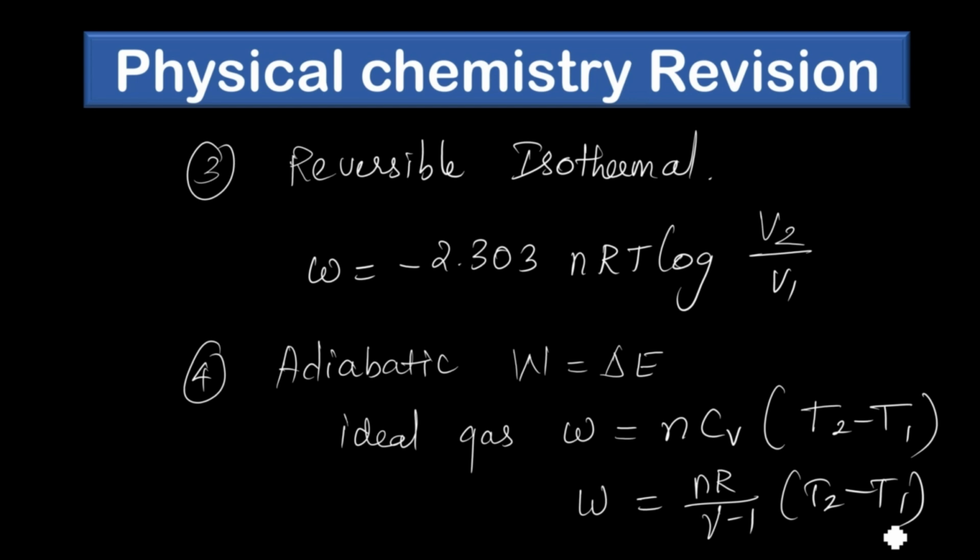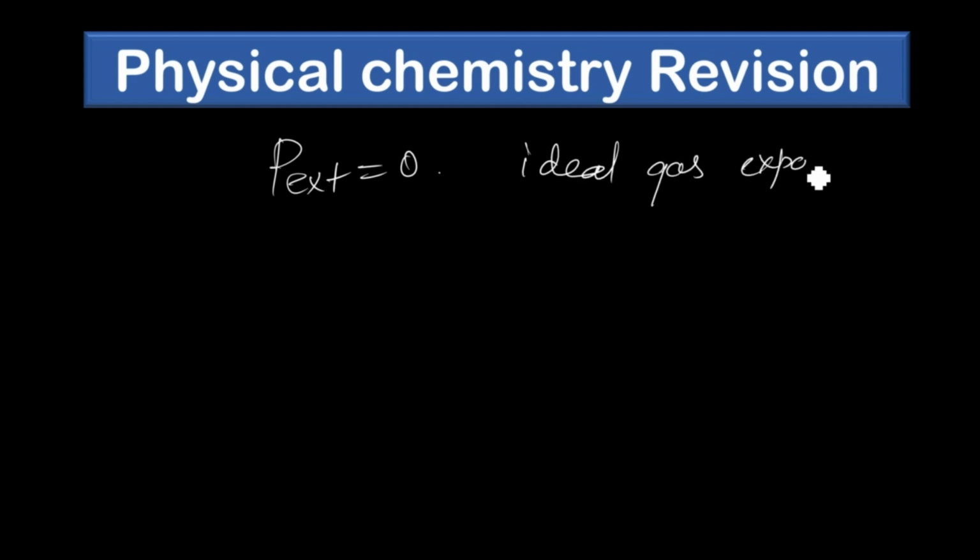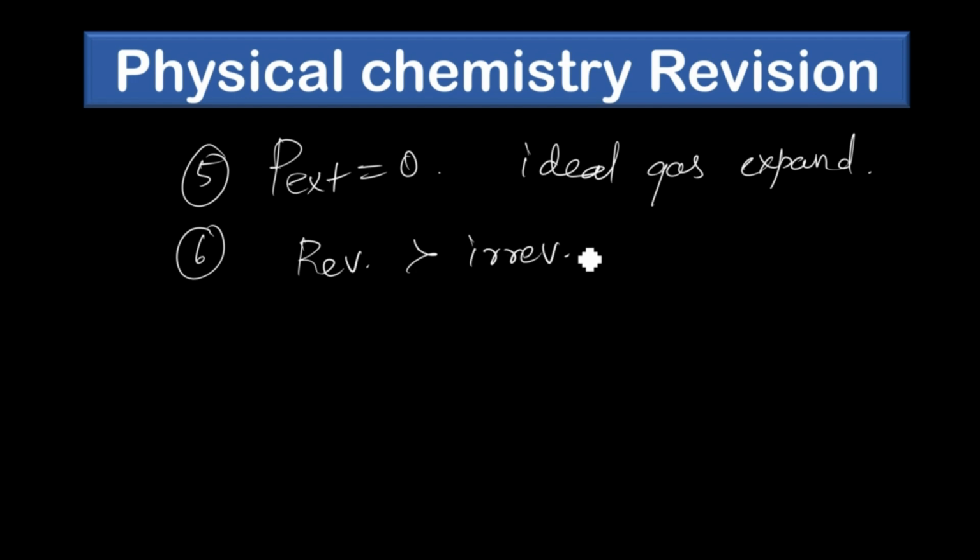When an ideal gas is freely expanded in vacuum, then the work done is 0. Okay, so it is noted that P external becomes 0. The ideal gas expands freely. Then reversible expansion processes are more efficient than irreversible expansion.